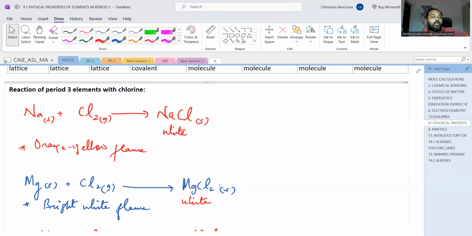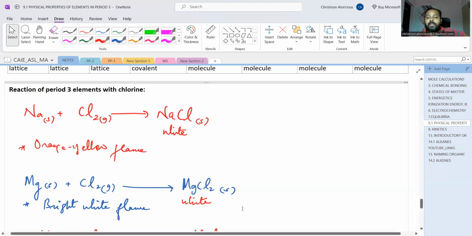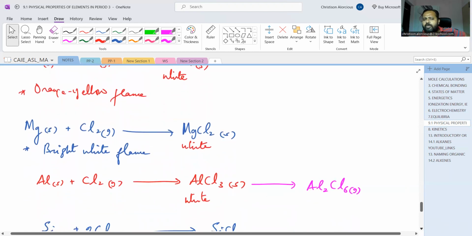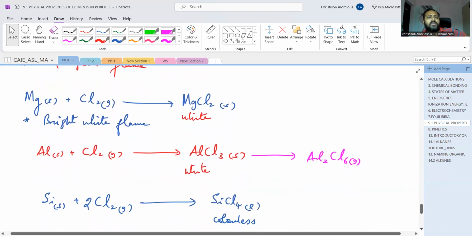For example, sodium burns in an orange-yellow flame when heated in chlorine. The sodium chloride produced is a white solid at room temperature. Magnesium gives an intense white light or a bright white flame when heated with chlorine, giving you magnesium chloride, which is a white solid at room temperature.